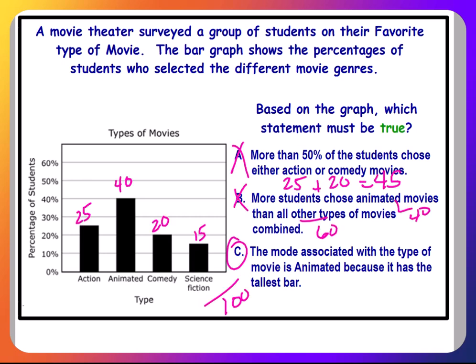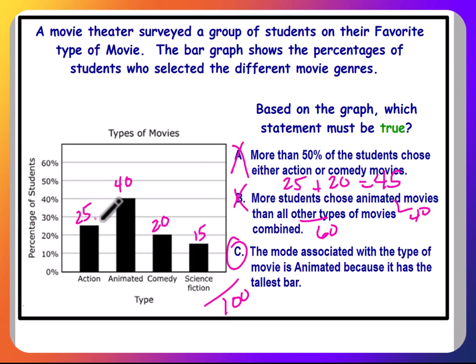Okay, did you select answer choice C as the true statement? If you did, great job. If not, let's go through the other answer choices and see why they are false. So A says more than 50% of the students chose either action or comedy movies. First of all, you're going to have to figure out how many total students they surveyed. And the best way to do that is to go ahead and find the percents.